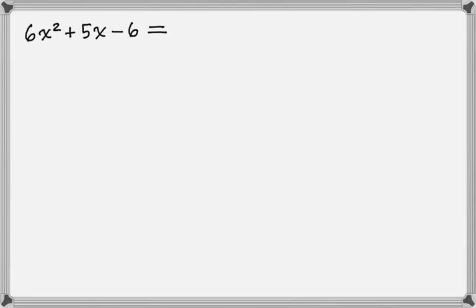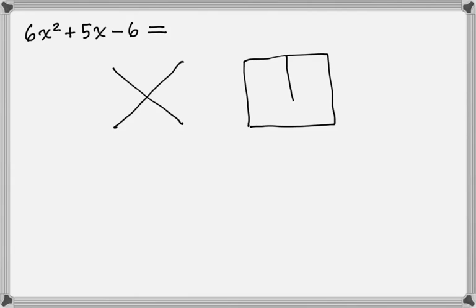This video will show you how to factor a quadratic expression. Our example problem is 6x squared plus 5x minus 6. In order to factor it, we need to draw an x and a box. You will do that on your own paper, but you must draw the x and the box.